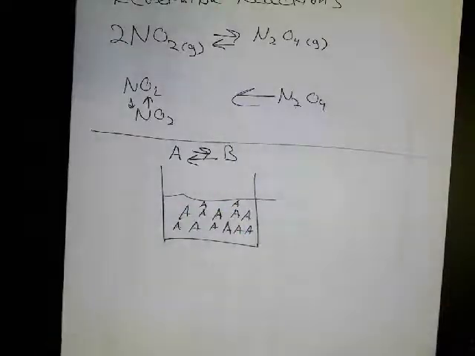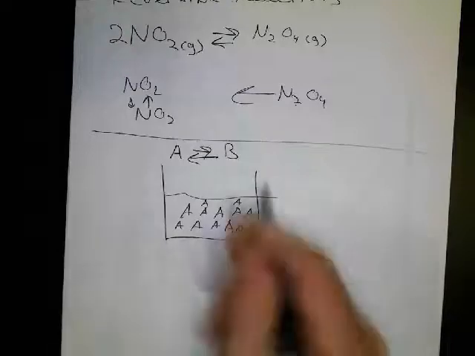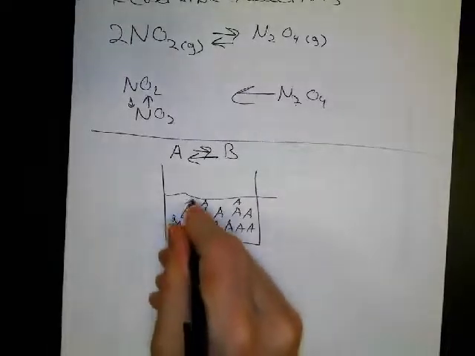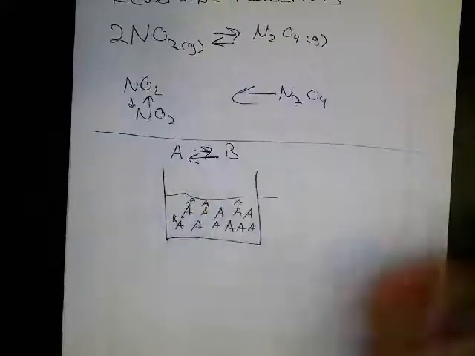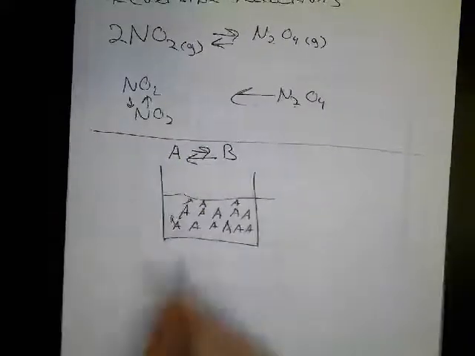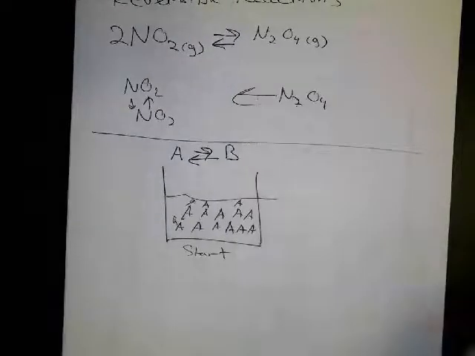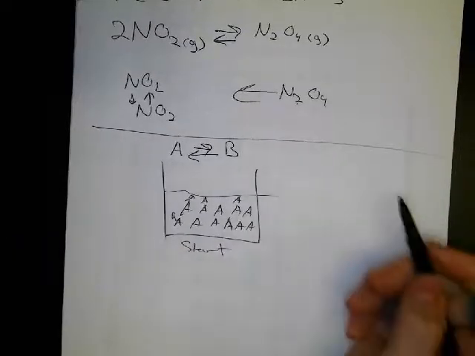I have all these molecules of A bouncing around in the beaker. These are each going their own way, and eventually they will collide, and eventually they will turn into some molecules B. So let's say this is my start. I dump a bunch of A into the water and let it float around. At a certain speed, these A's will turn into B's.